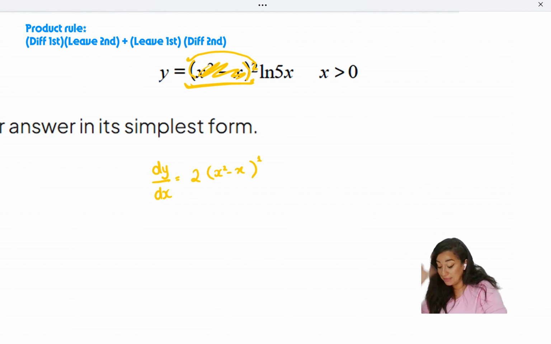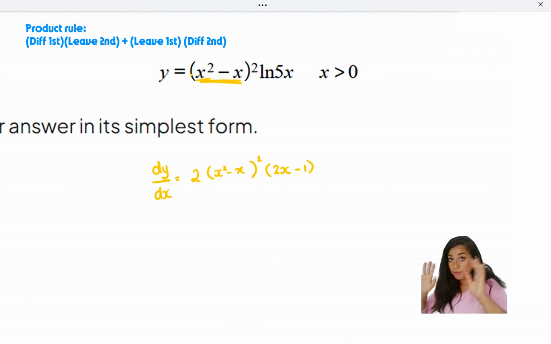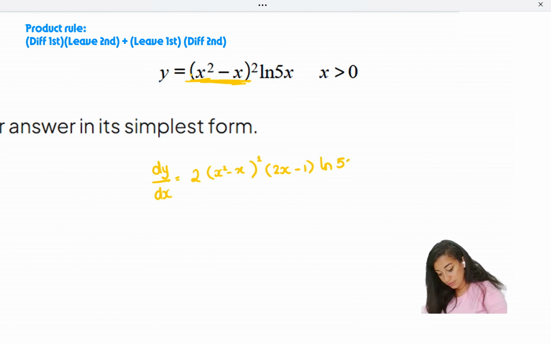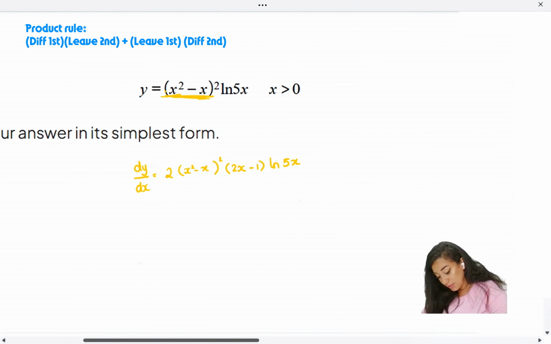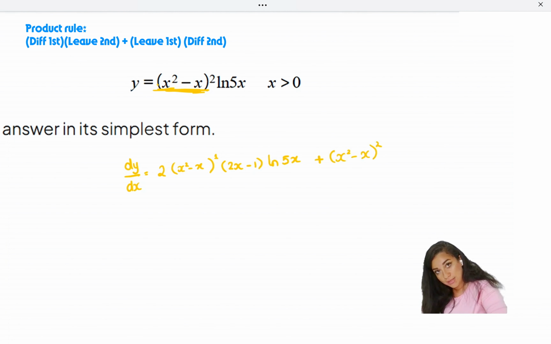Okay, chain rule. So I did the outside, now I'm going to do the inside. If I differentiate x squared minus x, I end up with 2x minus 1, because x squared becomes 2x, and then the x becomes minus 1. So I've differentiated the first. Leave the second, so ln 5x. Simplify that later. Plus, leave the first. Thank God, I don't want to differentiate that again: x squared minus x, all squared.